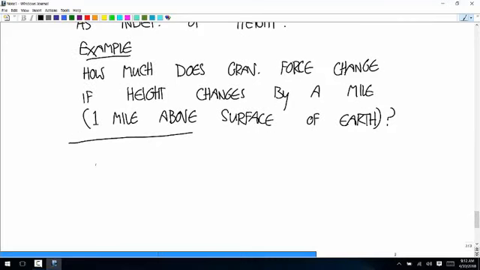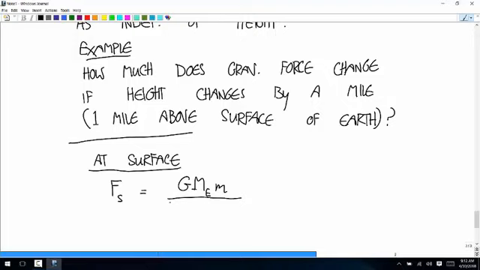Okay, so at the surface of the Earth, the force is the gravitational constant G times the mass of the Earth, I'm going to call that big M, times little m, divided by the radius squared, and the radius of the Earth is 6.371 times 10 to the 6 meters. We're squaring that.